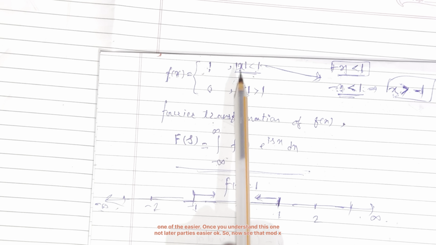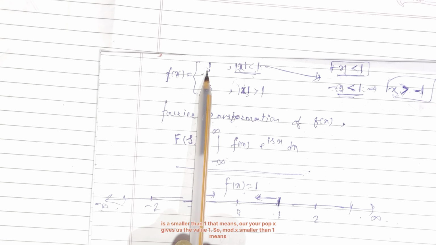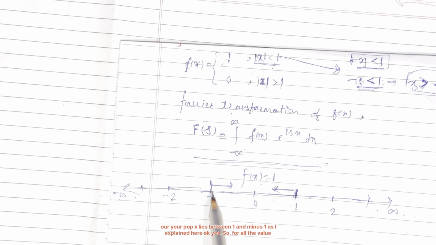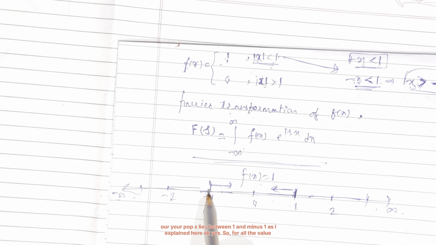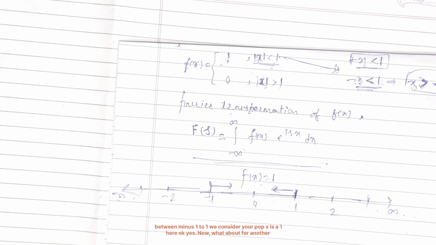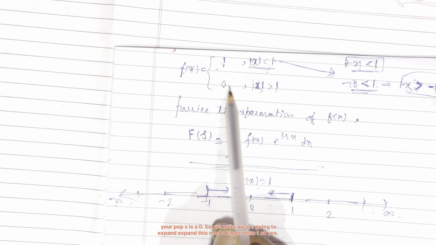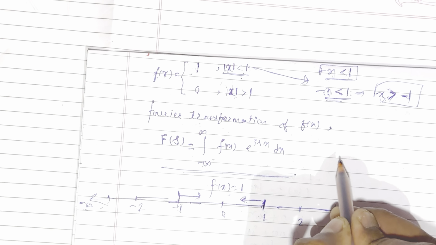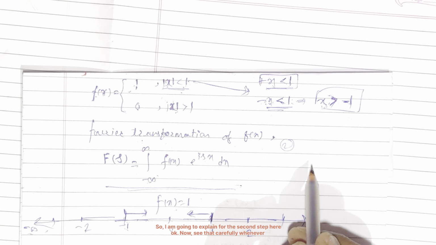Now see that mod x smaller than 1 means our f of x gives us the value 1. So mod x smaller than 1 means x lies between 1 and -1, as I explained here. So for all the values between -1 and 1, we consider f of x as 1 here. Now what about the other case, where f of x is 0? So we are going to expand this, mod x bigger than 1. I'm going to explain the second step here. Now see that carefully.